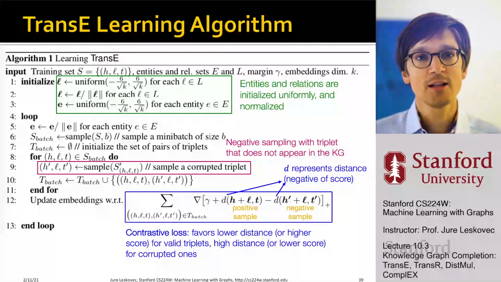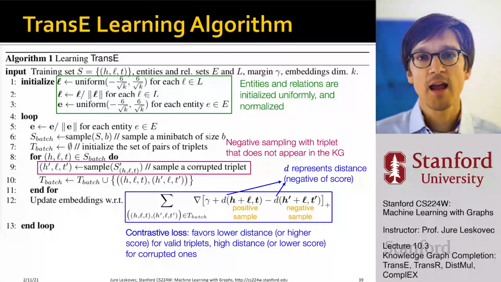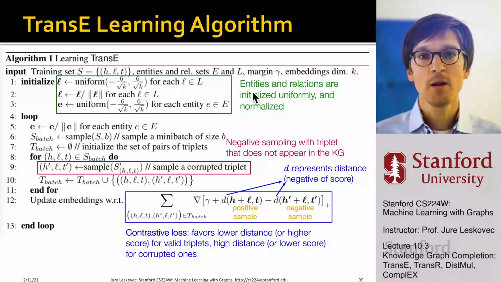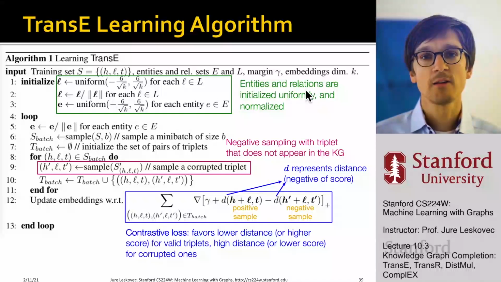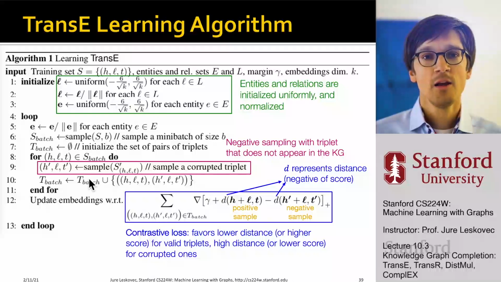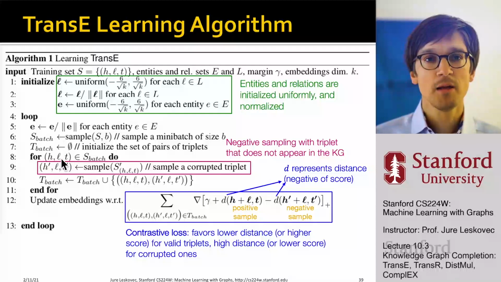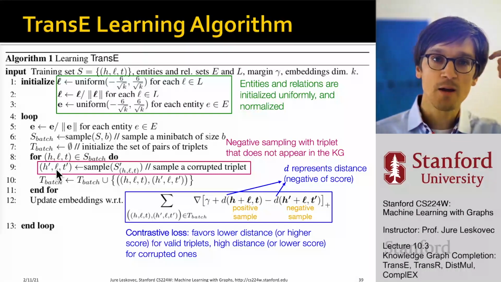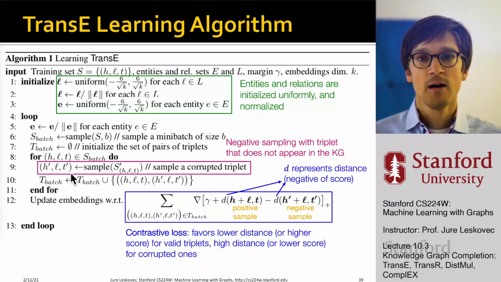I won't go into details of the learning algorithm, but essentially the idea is that you want to have entities and relations that are first initialized uniformly, right? You want an embedding for an entity, you want to learn the translation vector for a relation, these are all the parameters of your model. You would sample a positive example, a positive triplet. You would, for example, sample what is called a corrupted triplet, where you would have the head and the relation the same, but you would pick a random tail.